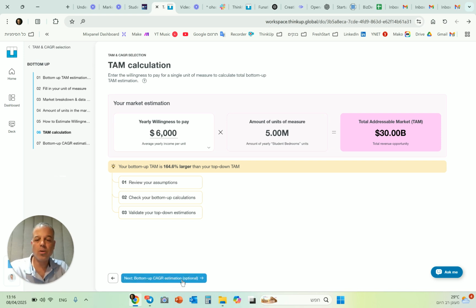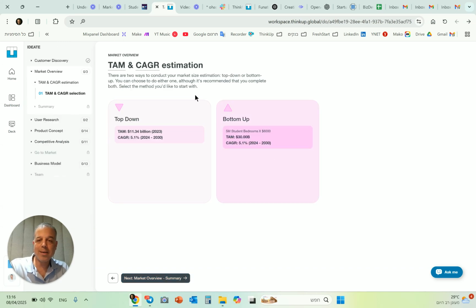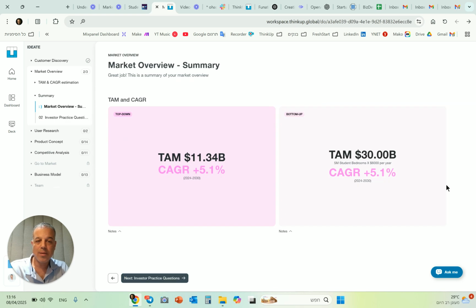All right. So going back, basically you completed your task in this step. You see those two, top down and bottom up, waiting for you with resources and explanations and notes. These are super important. Once you complete the notes, they will be waiting for you here.